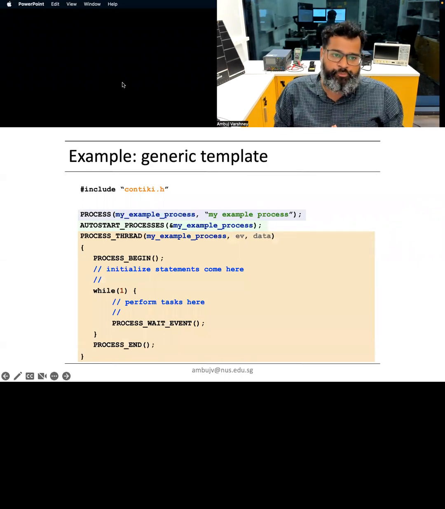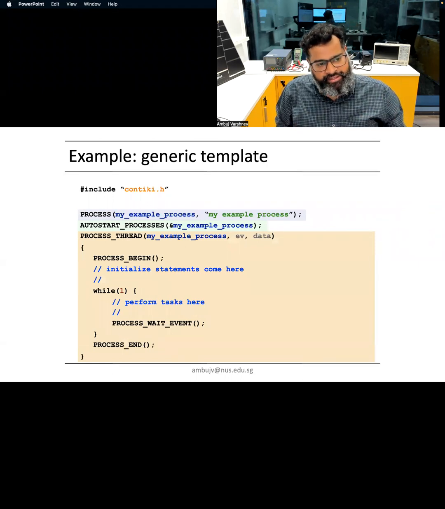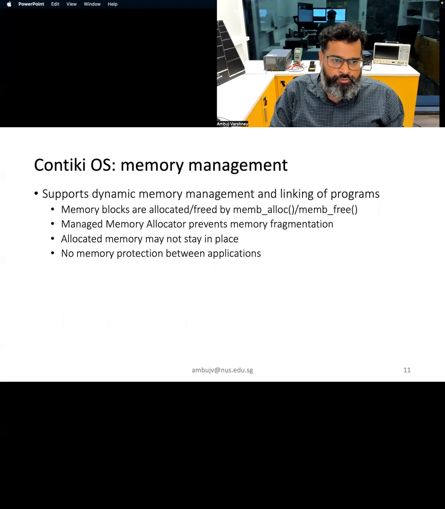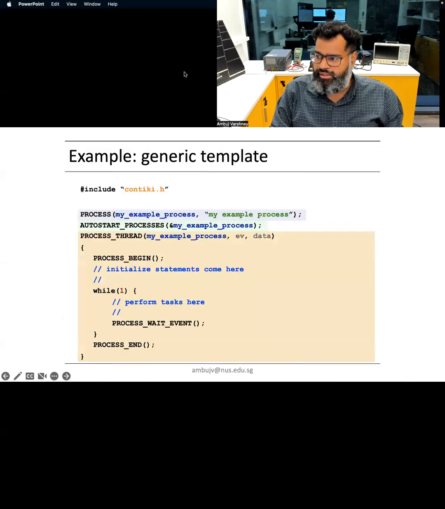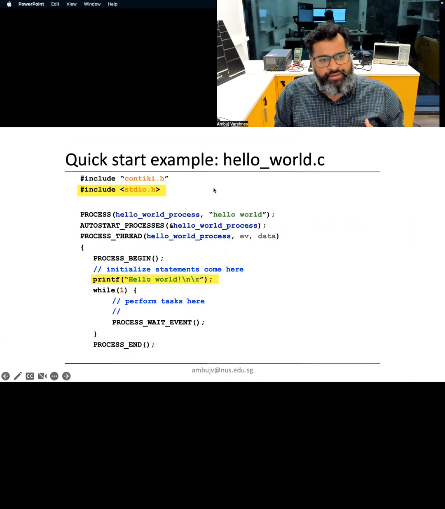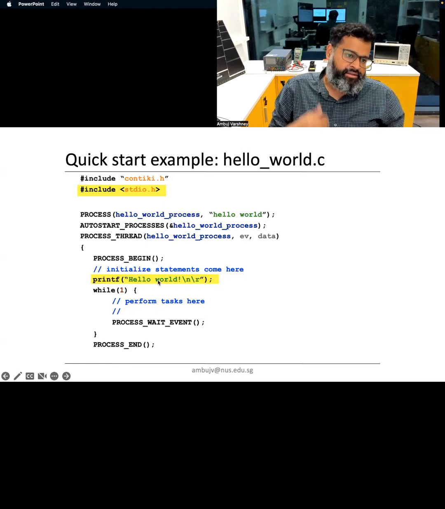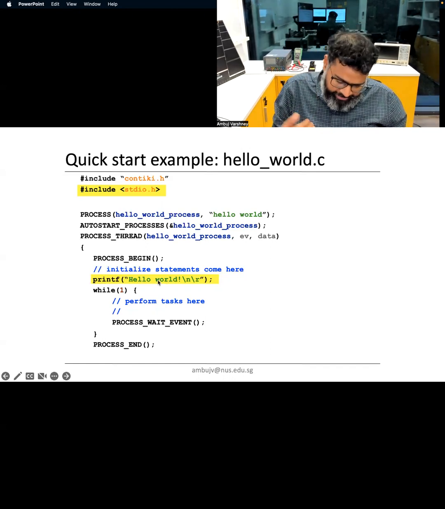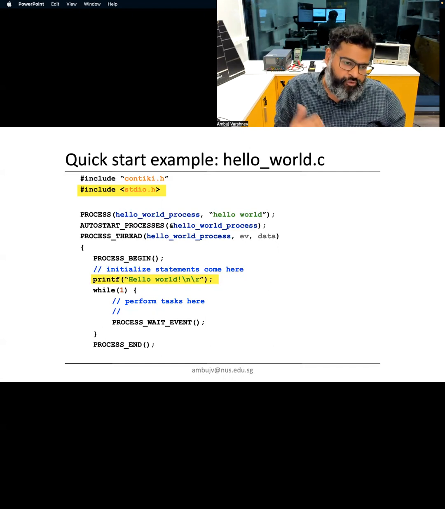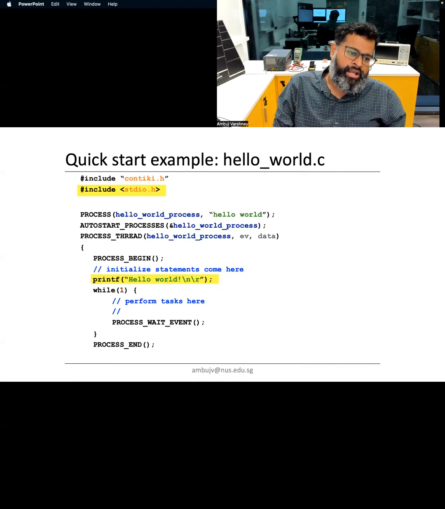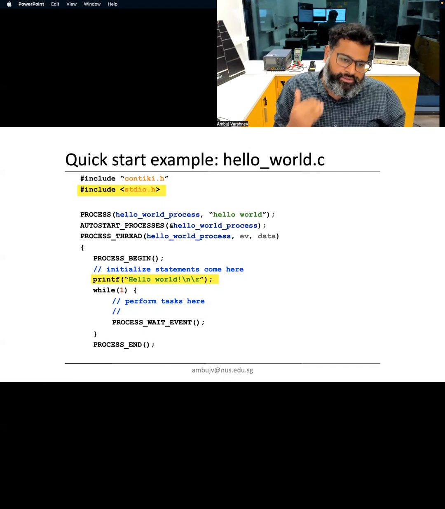So what does a Contiki program look like? This is a very generic template for a Contiki program, and you need to define your own thread where you execute the code that you want to run. For example, if you want to just print out your name, you would need to include the file stdio.h, and you need to write a printf statement and the text that you want to print. Then you need to compile this and burn this code onto the IoT platform for it to execute. If you run this code, it's going to print out hello world on the serial terminal.